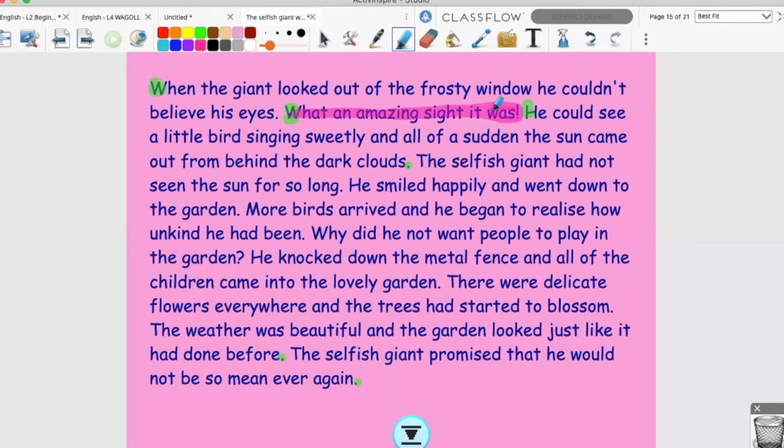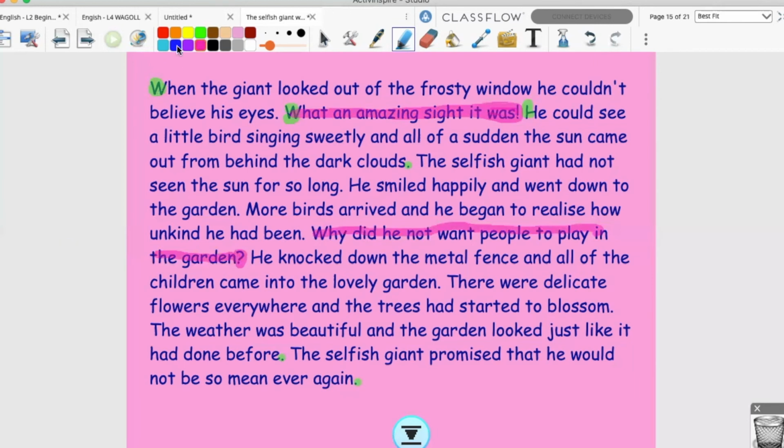And I also used a question mark, here it is. Now we can't just put question marks at the end of any sentence. Usually we answer a question. This one is a rhetorical question, so we don't write the answer down. So I said, why did he not want people to play in the garden? That's something the giant is thinking to himself in the story. Year 2, you can have a go at using an exclamation and a question mark in your sentences. Year 1, you might want to have a go at it too, but don't worry if you find that bit tricky, because we haven't done that yet in school. You can steal these if you want to have a go though.